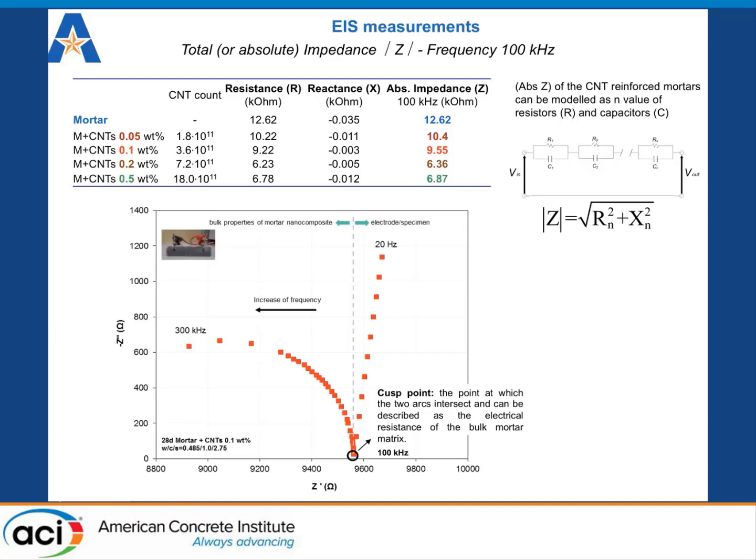So the complex impedance of the CNT reinforced mortars can be obtained using an AC signal scanned over frequencies ranging from 20 hertz to 300 kilohertz. The figure shows a typical Nyquist plot of 28-day mortar, which is reinforced with 0.1% CNTs, and the high frequency arc that starts from 100 kilohertz to 300 kilohertz is associated with the bulk properties of the material.